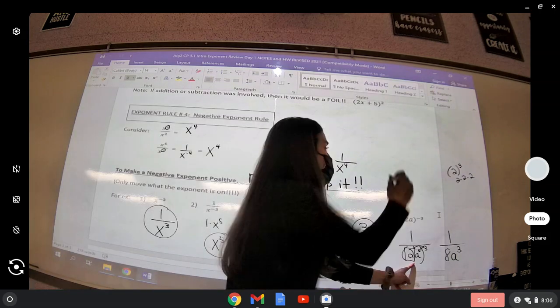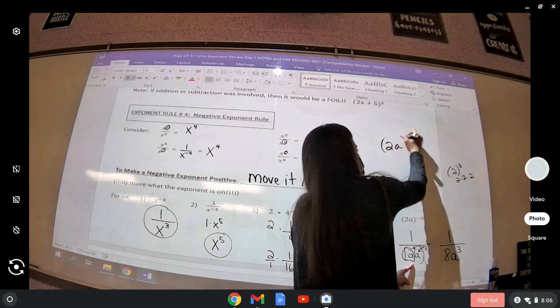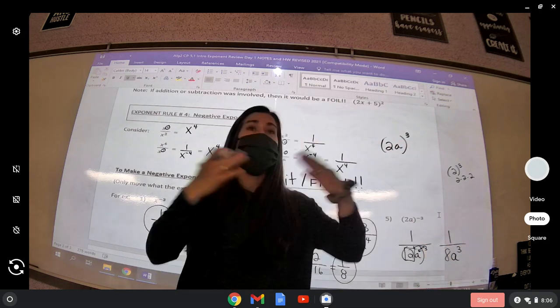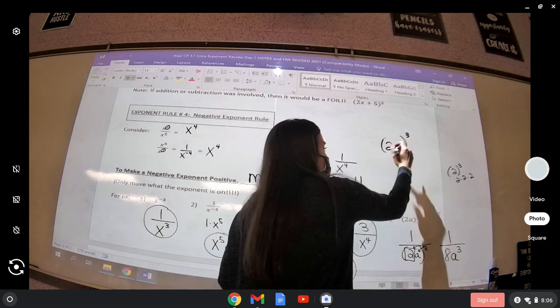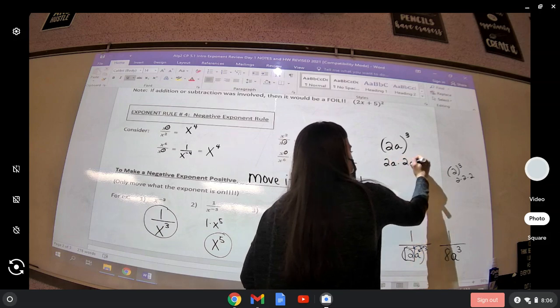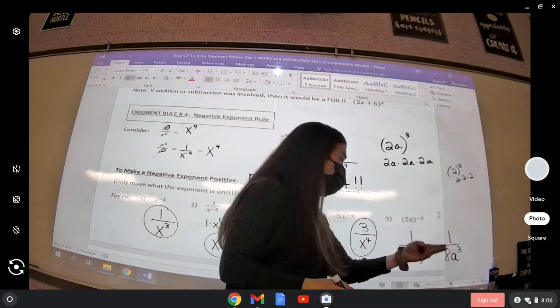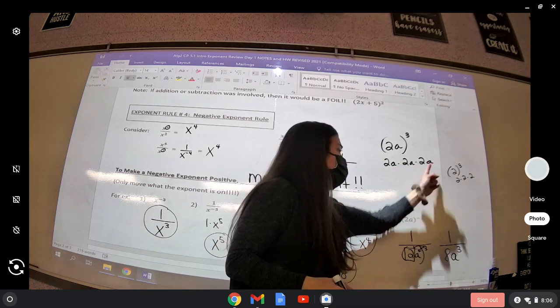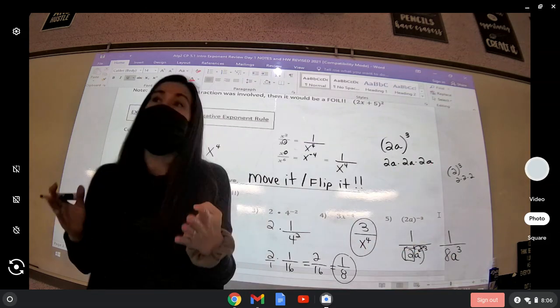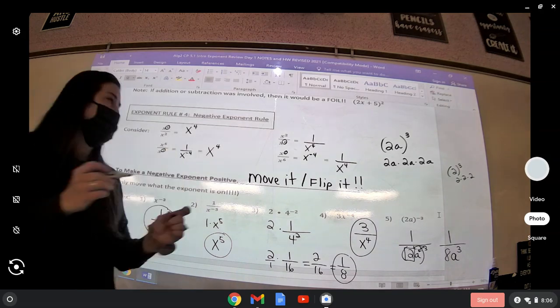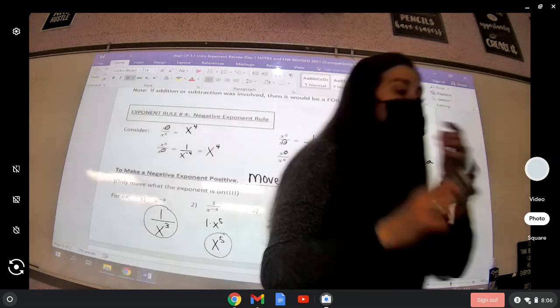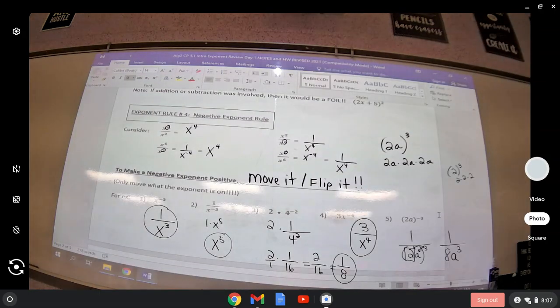And again, guys, if this part of the problem confuses you, then don't be afraid to expand it. 2a to the 3rd means 2a times 2a times 2a. And now you can see 2 times 2 times 2 is 8. A times a times a is a to the 3rd. So if that ever gets you, don't be afraid to expand it. Okay, perfect. So that's the 4th rule. Let's look at the 5th rule. That'll be our final rule.